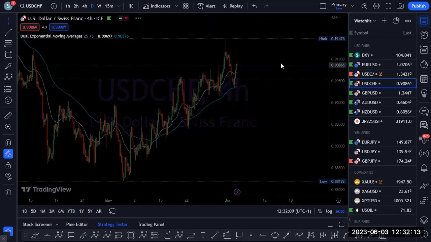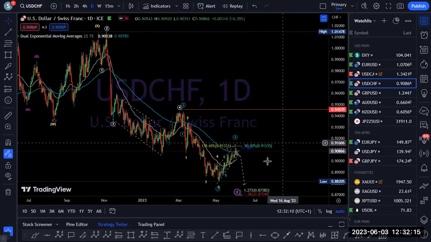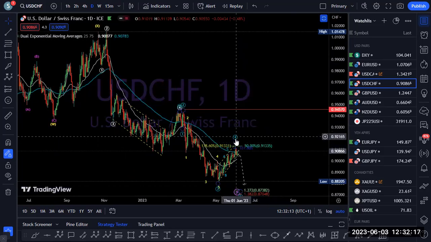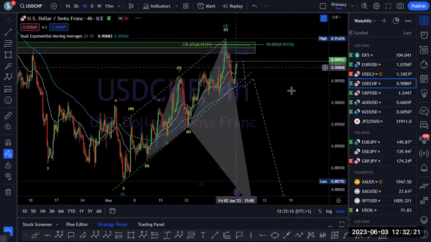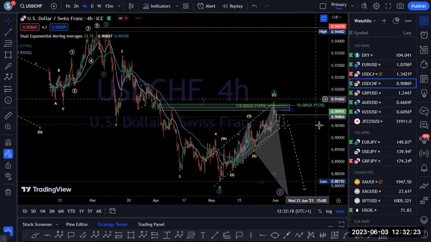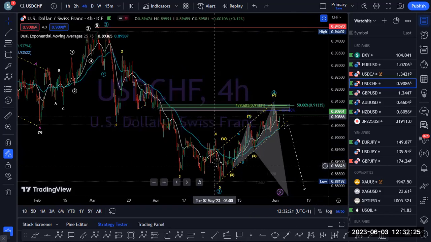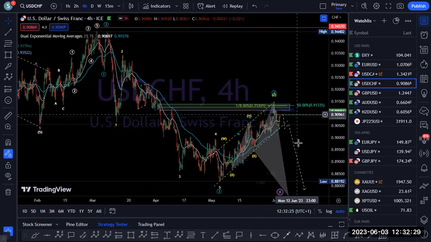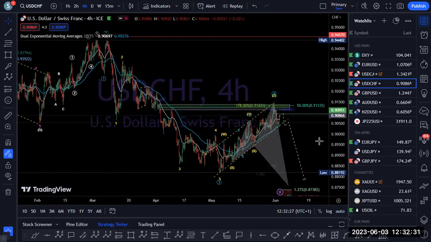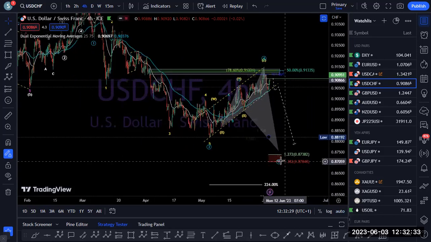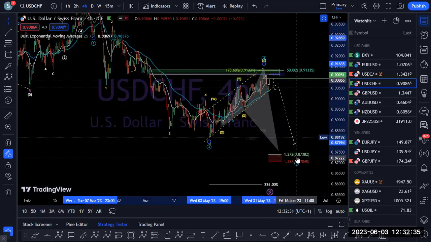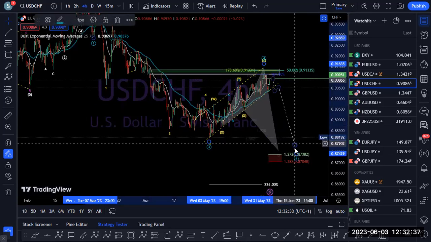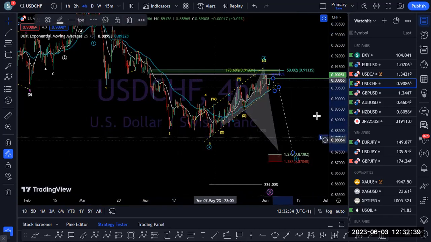Let's see the daily also. USD CHF, to me, this is, okay, let me go back to 4 hours. It's clearer there. So to me, this is a corrective pattern. After this, the market will drop again to make a new low. I'm looking for the 5th wave around here or anywhere below the 3rd wave.